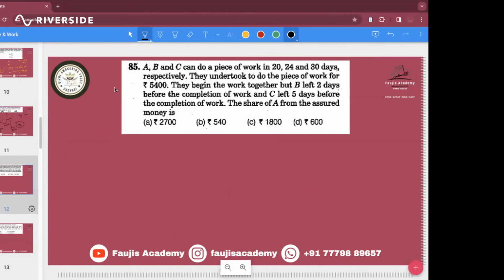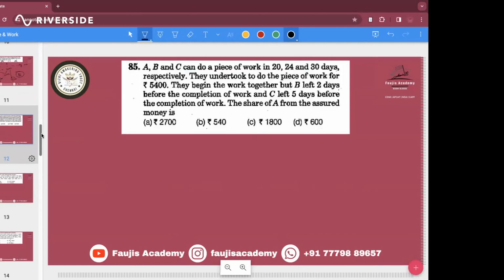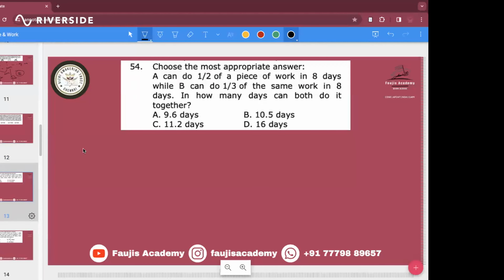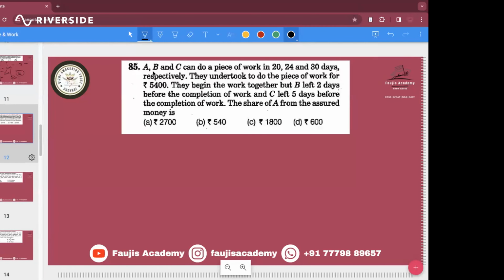PAPC can do a piece of work in this much time. You guys do this at your own end. Looks like a little bit of calculation intensive. Yep, we'll do this one. It's not that difficult though. ABC can do a piece of work in, ABC, just write it down.